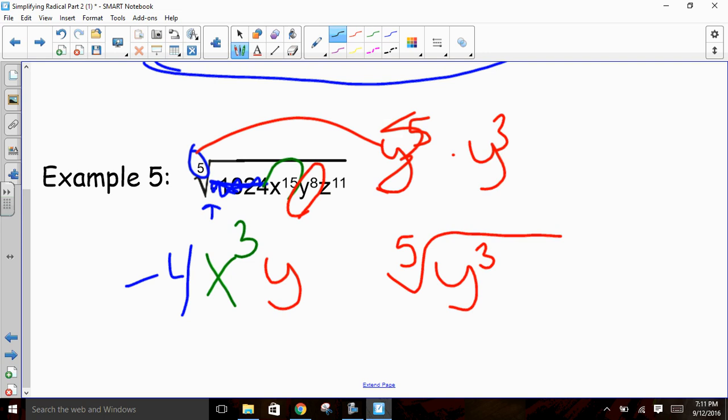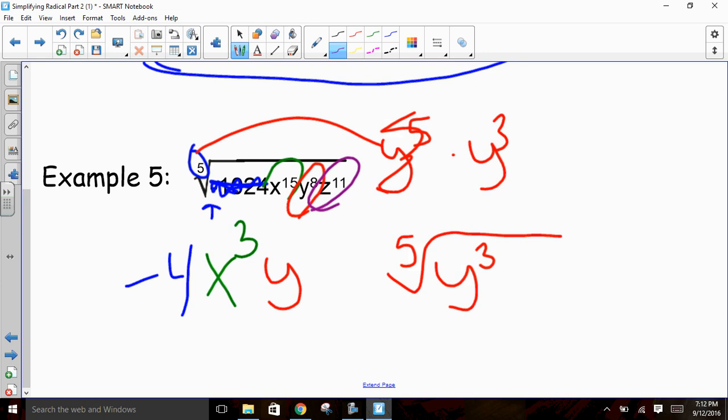Notice the 3 is still smaller than 5. You want to make sure you've taken out as many as you can. You never want that number under the radical to be larger than whatever your radical is. So I have a 3 underneath and a 5 out front. I have my smaller number inside. We're doing good.